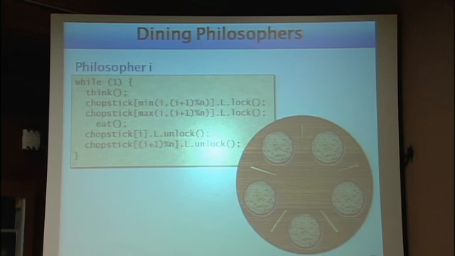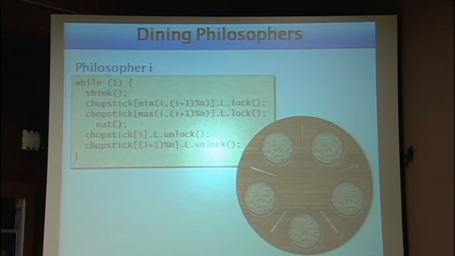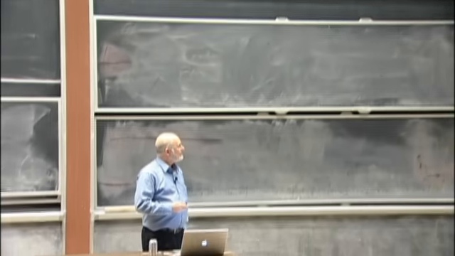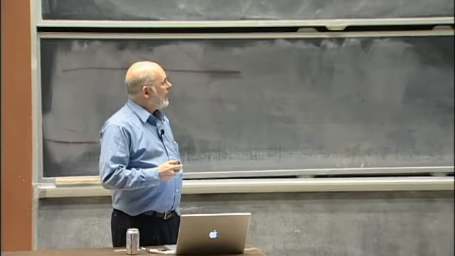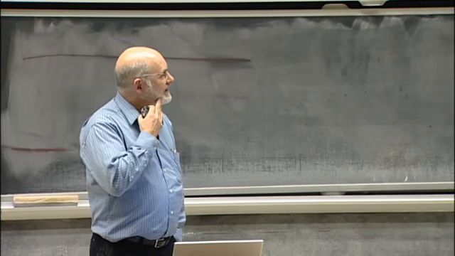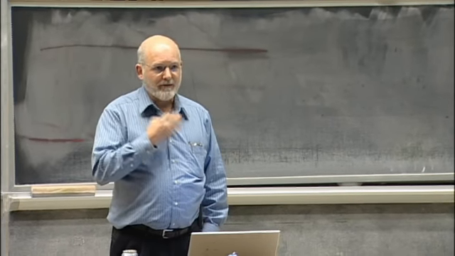So in some sense, it's like having a left-handed person at the table, right? You grab your left, then your right, except for one guy who does right and then left. And that fixes it. Okay? Good. So that's basically the dining philosophers problem. That's one way of fixing it.